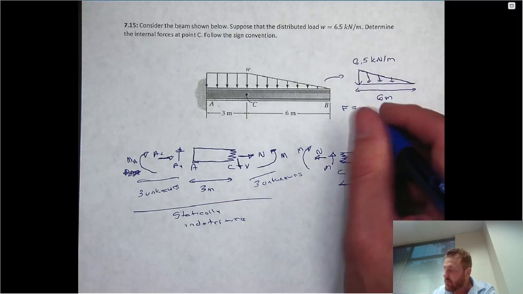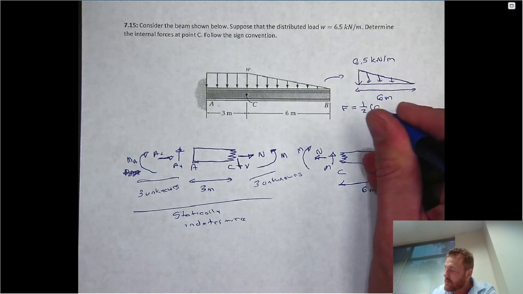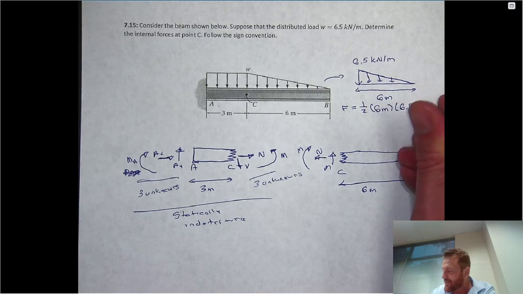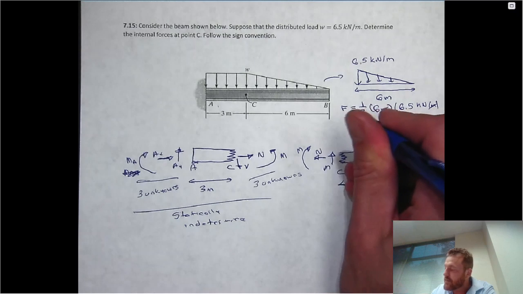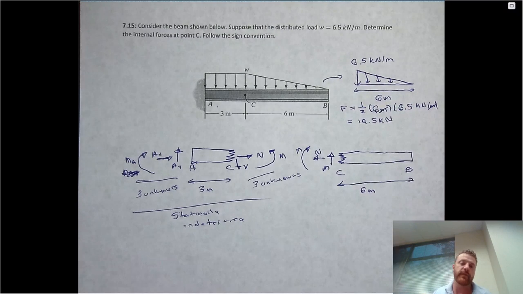And since this is triangular, we don't even need to integrate. We can just take 1/2 the base, which is 6 meters, times the height of the triangular load, I should say, which is 6 kilonewtons per meter. Notice that, of course, the units of meters cancel, and I'm going to get something that's purely in kilonewtons. And if I do that math, what's it turn out to be? 19.5 kilonewtons, I believe. So that tells us how big the single equivalent load should be.